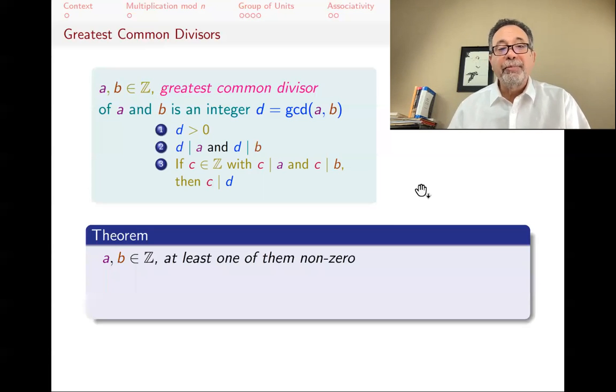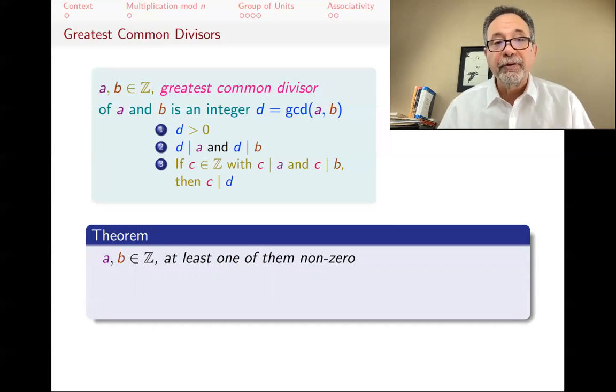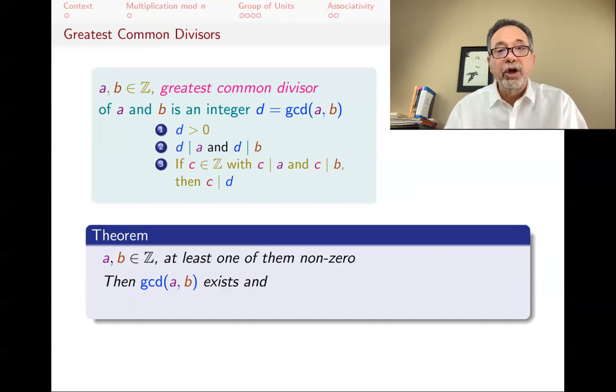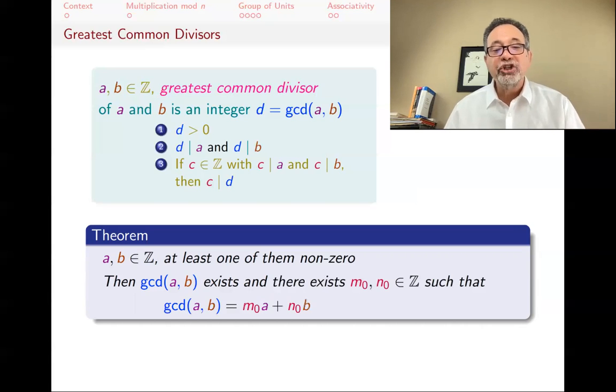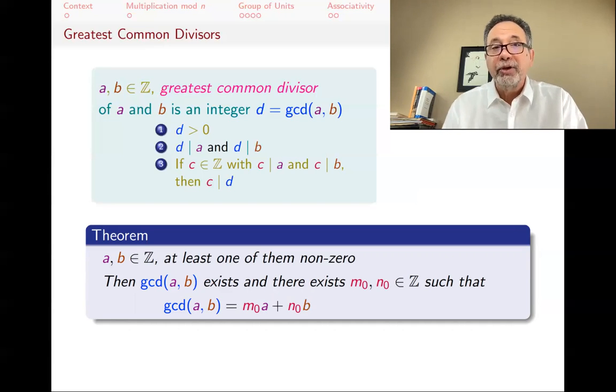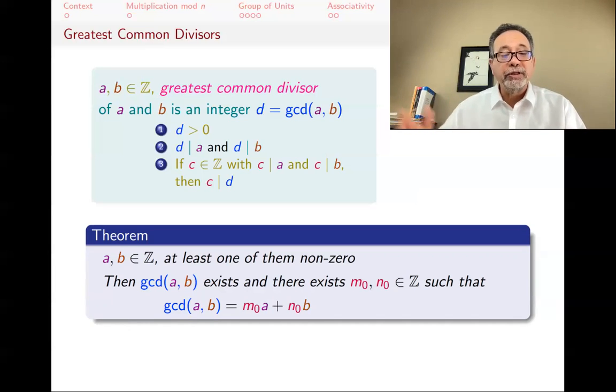The theorem about the greatest common divisor, the subject of a previous video, is that if you have two integers, and as long as one of them is not 0, you can't have both of them 0, but at least one of them be non-zero, then the greatest common divisor exists. And more than that, it's an integer linear combination of A and B. You can always find integers M0 and N0 to write the greatest common divisor as a linear combination of them. Now, this fact is not true in all general rings, but it's true in some rings, and that will be an important part of when we study ring theory.